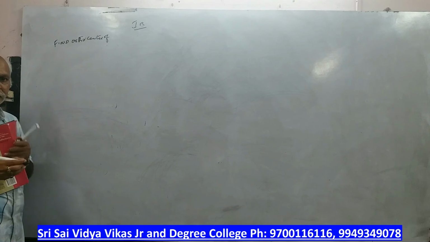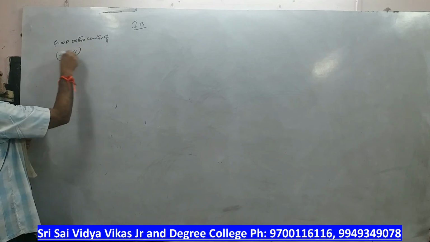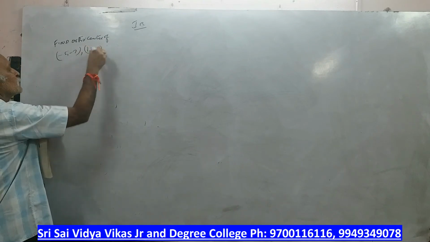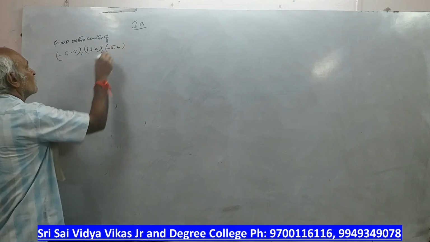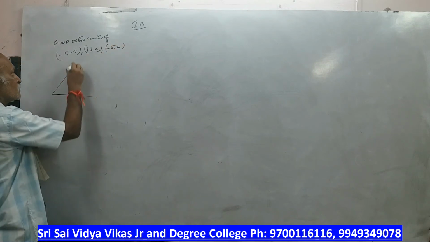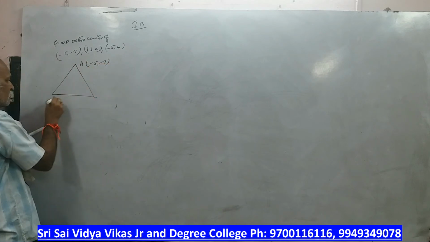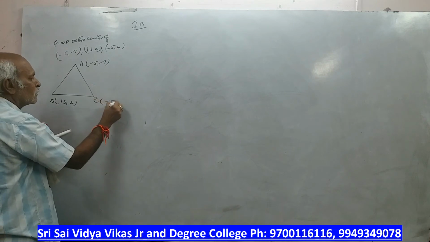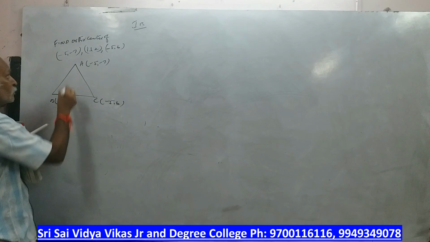Find the orthocenter of minus 5 comma minus 7, 13 comma 2, minus 5 comma 6. So, draw a triangle. Right.